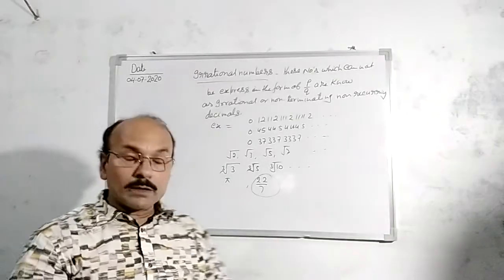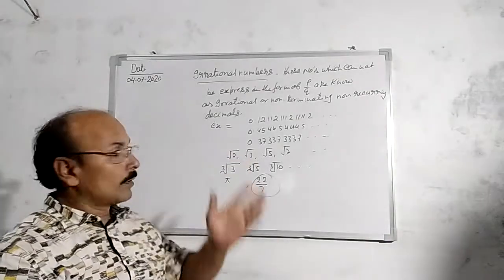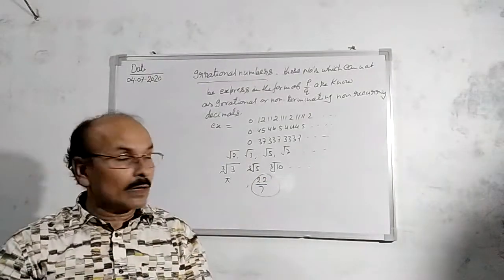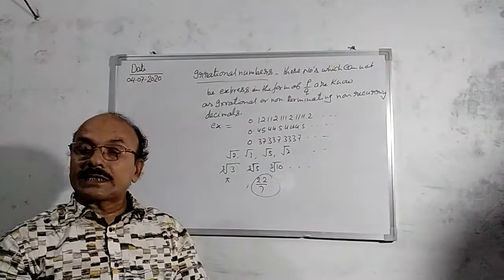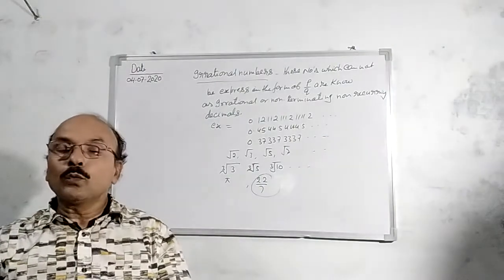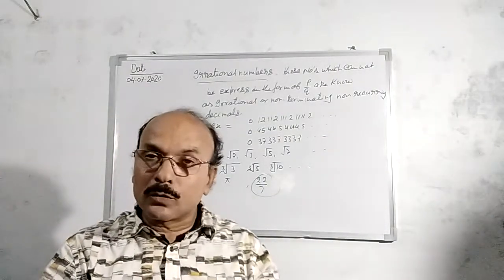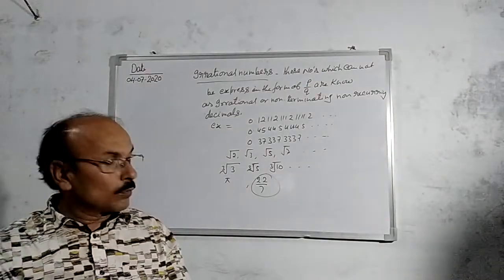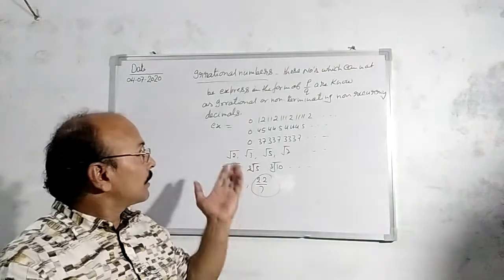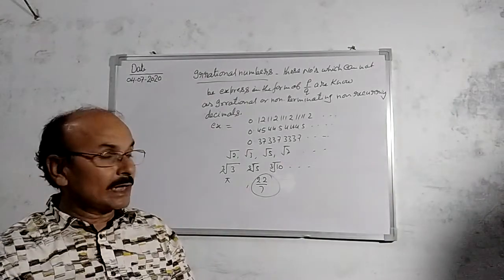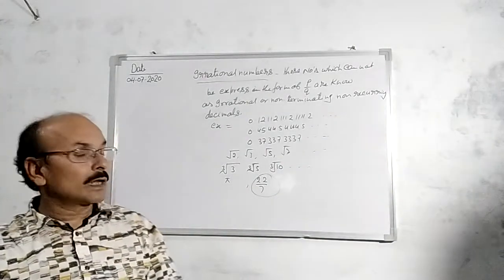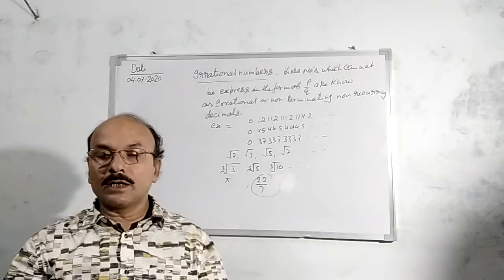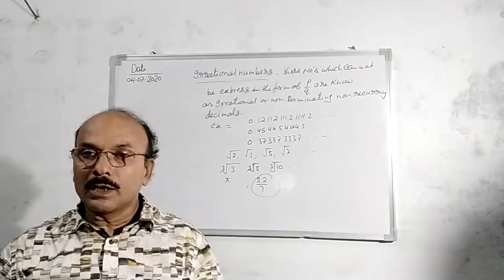So students, I want to explain some examples of irrational numbers, that how you can determine irrational numbers between two rational numbers or between two irrational numbers. But there is a lack of time, so I will explain to you some examples of how you can determine the irrational numbers from the given rational or irrational numbers tomorrow in the next video.